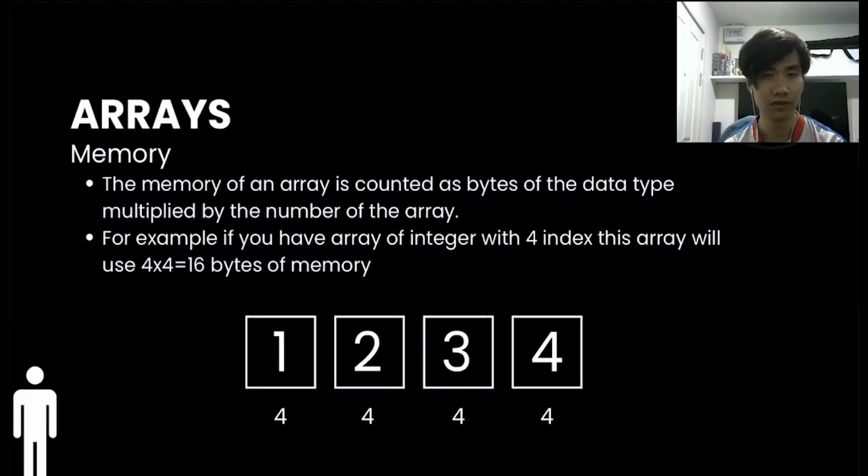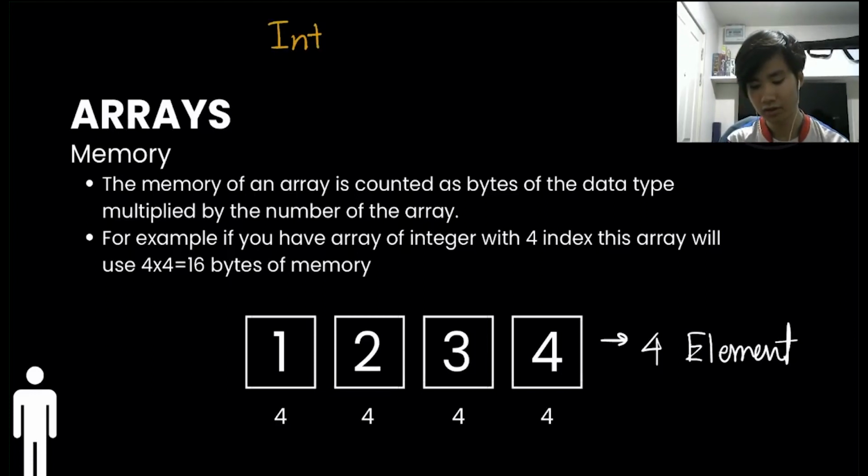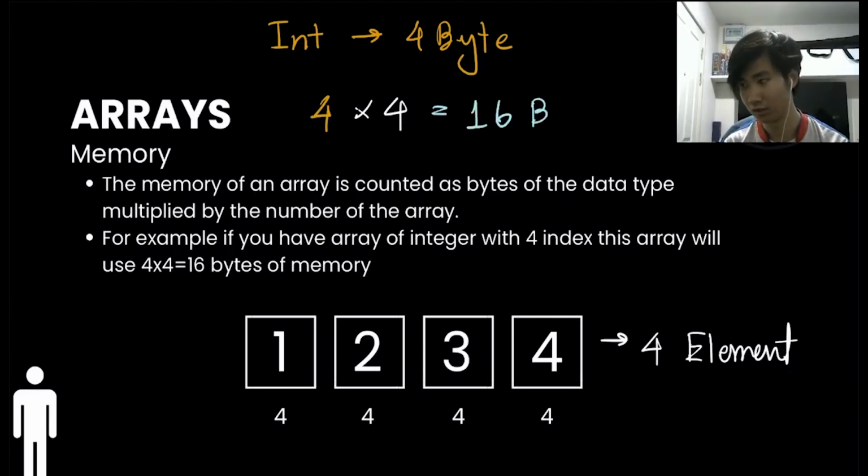Okay, so let's move on to the next topic, memory. The memory of an array is counted as the bytes of the data type times the number of elements in the array. In this case, there are 4 elements in the array, and each of them is an integer. Integers take 4 bytes, so the space consumed will be 4 bytes times 4 elements, which equals 16 bytes consumed. So I give you an exercise.